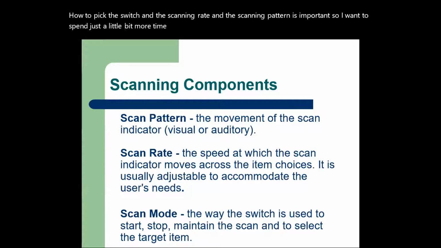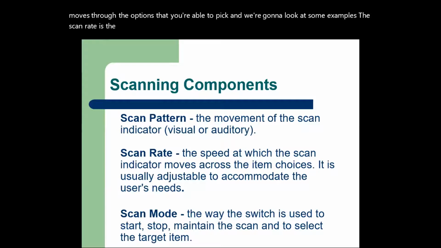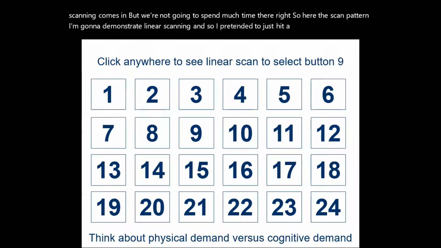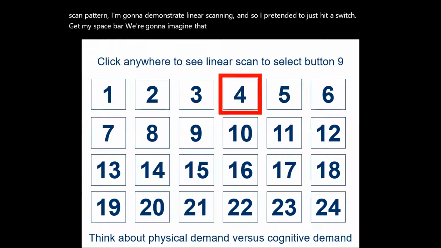So a scan pattern is as it sounds, the pattern that it moves through the options that you're able to pick. And we're going to look at some examples. The scan rate is the speed. And the scan mode is the way the switch is used. That's where that inverse scanning comes in, but we're not going to spend much time there. So here, for the scan pattern, I'm going to demonstrate linear scanning. I pretended to just hit a switch. I hit my space bar. We're going to imagine that that red delay is there for 1 second on each of these buttons.